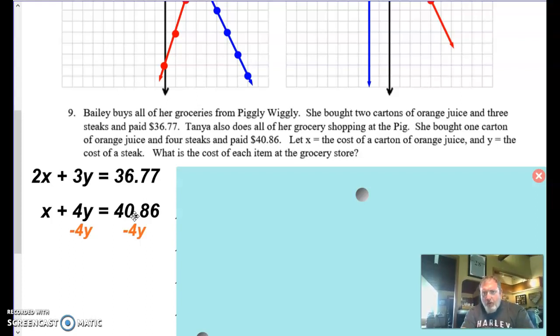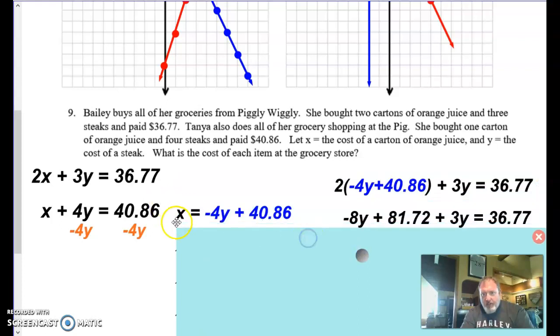Our first step, always, we want to solve one of these for x or y. Notice the bottom equation, we have 1x. So I'm going to subtract 4y from both sides. And that is going to get me to this point right here. x equals -4y plus $40.86. Now that I know what x equals, I can substitute this quantity into the top equation for x, and that's what you see right here.